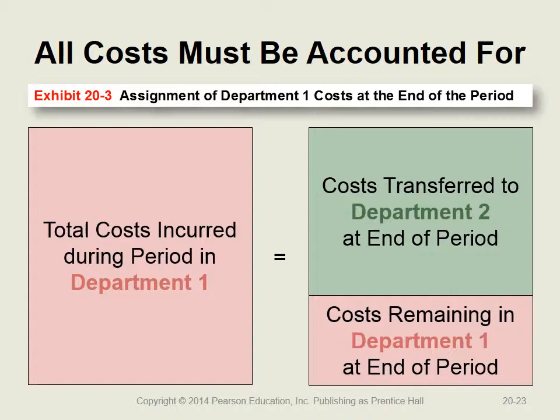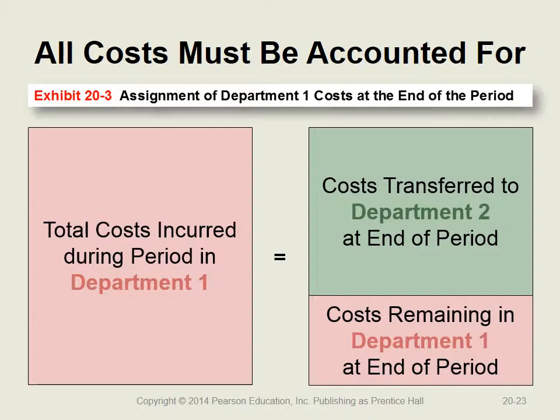So looking at Exhibit 20-3, costs are accumulated in Department 1 during the period. At the end of the period, those costs have either been transferred to the next department or they still remain in Department 1. When the production costs have to be split, we cannot just divide the total costs by the number of units started to get a unit cost, because some units are not complete and therefore have not incurred the same amount of costs. The unit cost of the completed units is more than the unit cost of the incomplete units. So how are the costs divided?